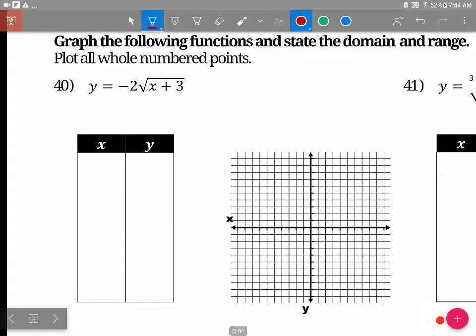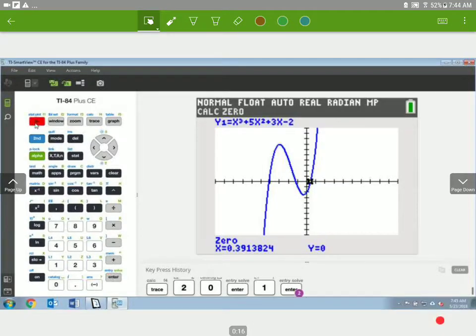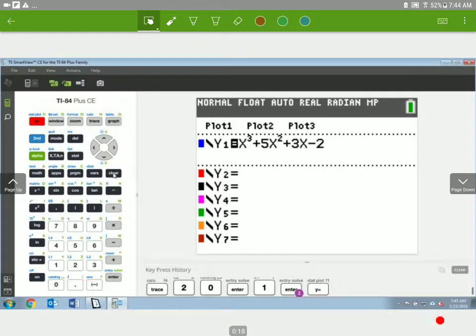All right, graph the following functions and state the domain and range. Well, what we're basically going to do is put these in the calculator and graph these suckers. So -2 square root of x plus 3. Y equals, let's clear that out, -2 parentheses.